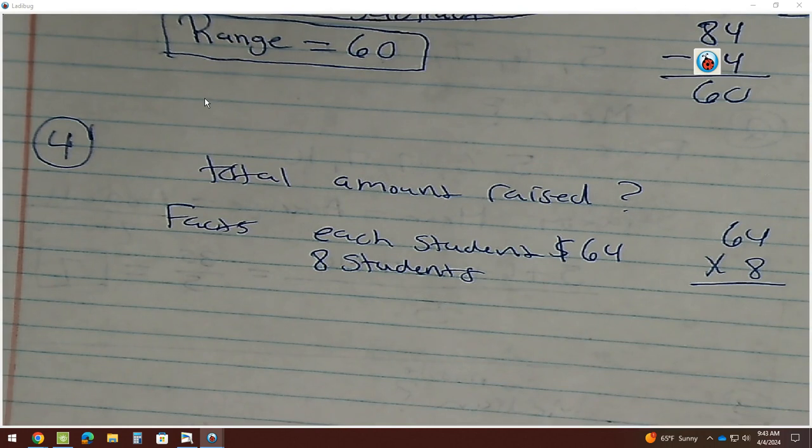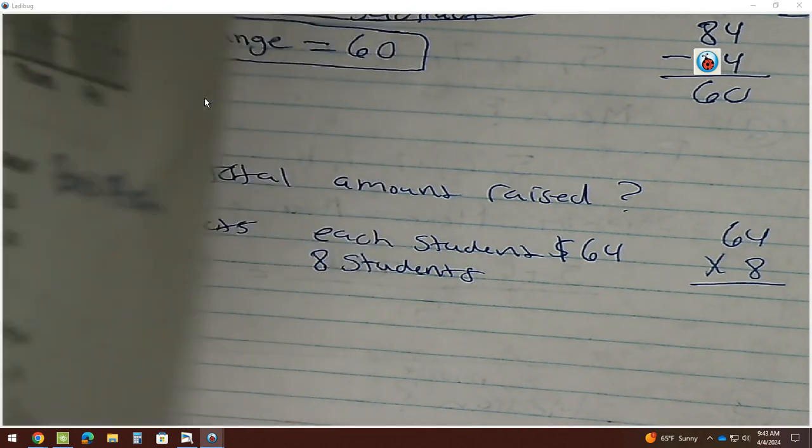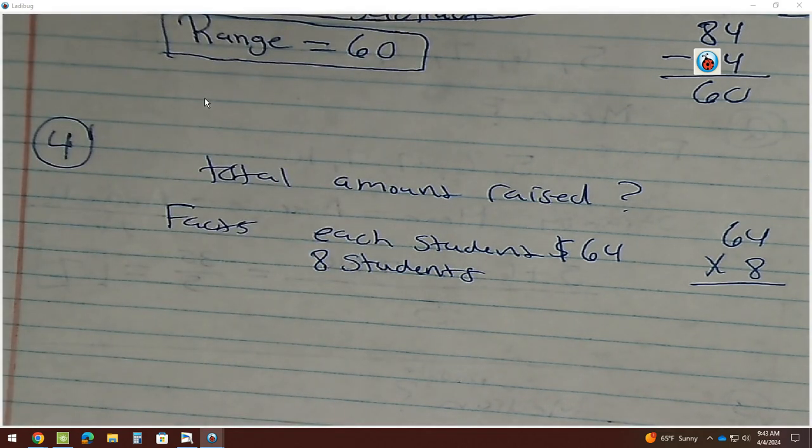You probably wonder, so why did they use the word mean? Because if I divide by 8, I will find the mean, which was 64. But really, I would just solve it like a regular story problem. So multiply those, and you find the answer. Questions? Any questions?